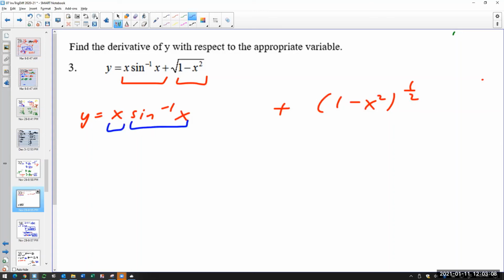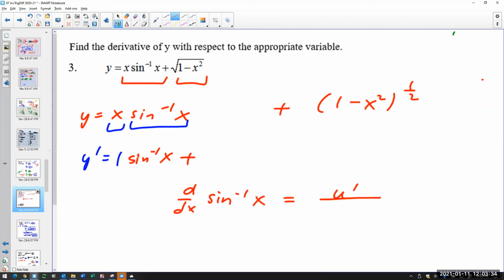Here we go. It's going to be the derivative of the first, derivative of x, times the second. Now, what do I do when I say times the second? You just copy it. Times the second, plus the derivative of the second. So what I need here is the derivative of arc sine, basically. Remember, that is u prime over square root of 1 minus u squared.